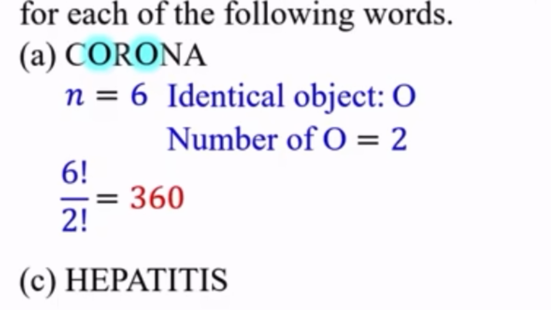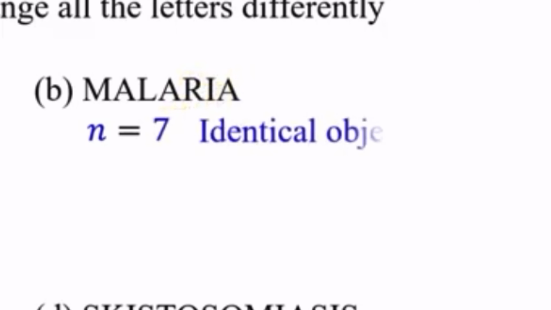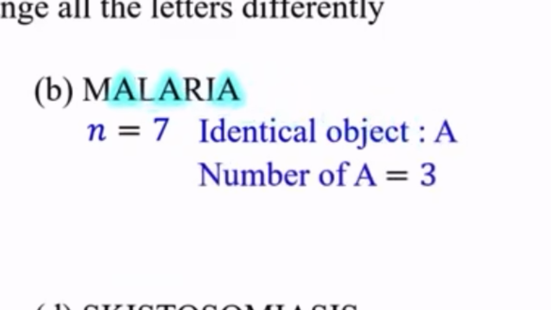Step 1, we count the number of objects. 1, 2, 3, 4, 5, 6, and 7. We have 7 objects or 7 letters. Out of these 7, we observe the identical objects. It seems like we are having 3 A. So the number of identical object A is 3, so the number of ways to arrange is 7 factorial divided by 3 factorial. So the answer is 840, right?